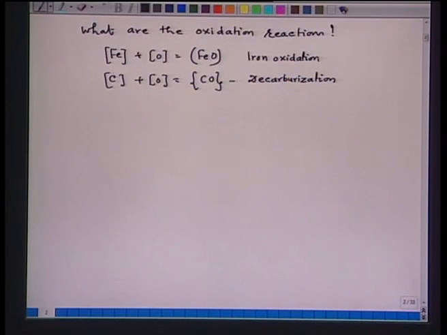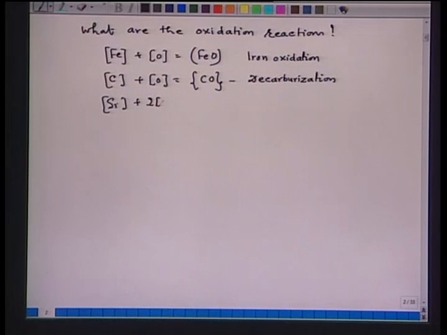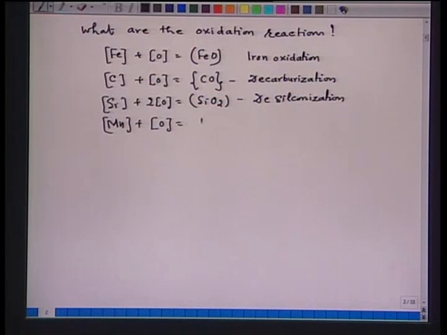Also very important, as you recall from the definition of steel making, I said that the tapped steel should have minimum oxygen content and the slag should have minimum iron content. Therefore, oxidation of iron is also a very important reaction. Similarly, silicon plus 2O gives SiO2, and this reaction is called desiliconization. Similarly, manganese plus O gives MnO, and 2P plus 5O is equal to P2O5, and this reaction is called dephosphorization.